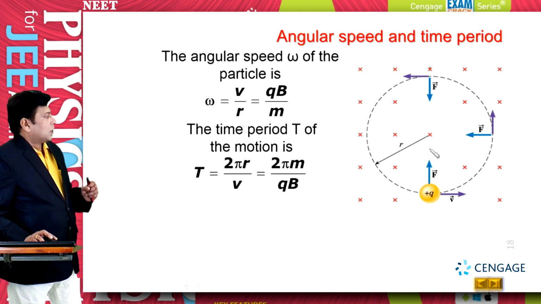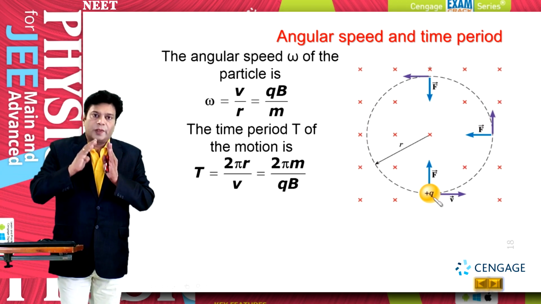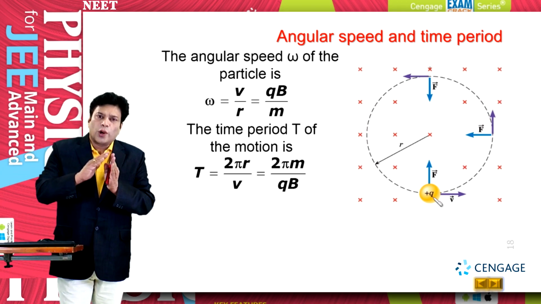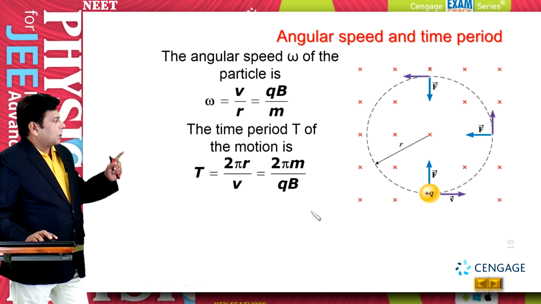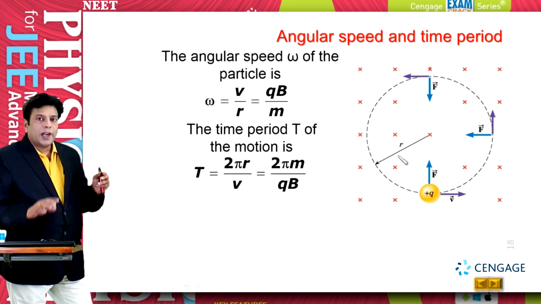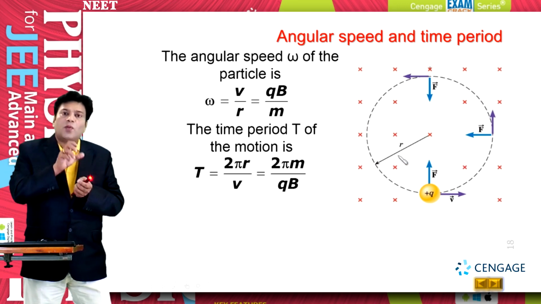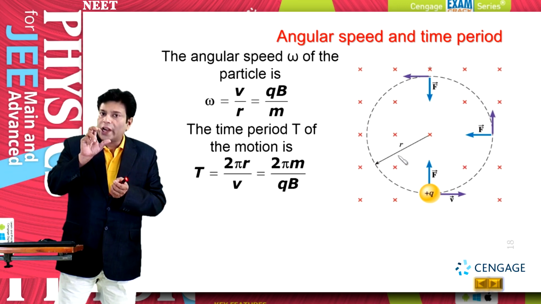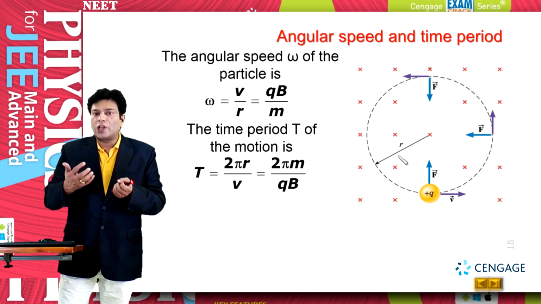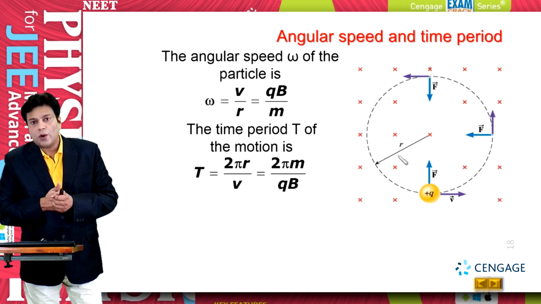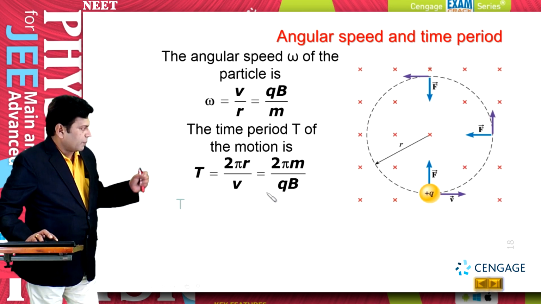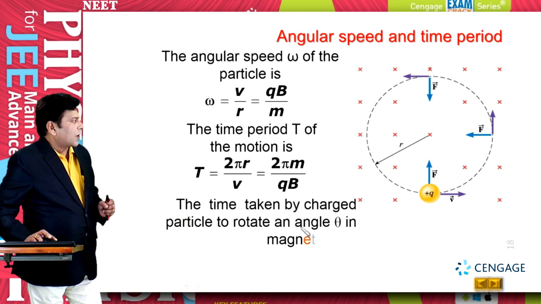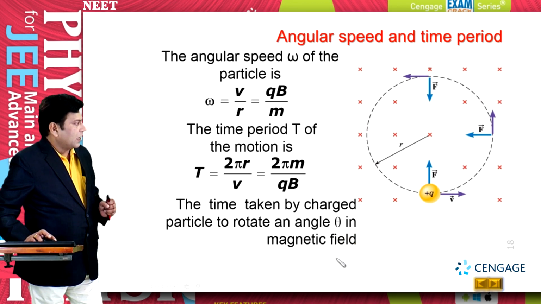Now let us find the time taken by the charged particle to rotate through a certain angle theta. We know the time period is the time to rotate through angle 2 pi. For calculating the time taken to rotate through angle theta, we can use the proportionality method. We can write t equal to theta divided by 2 pi multiplied by the time period. That is the time taken to rotate through angle theta.